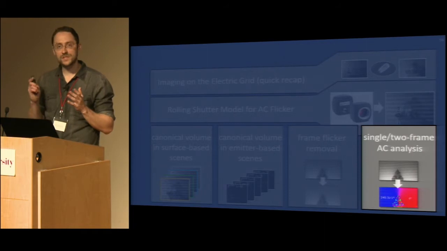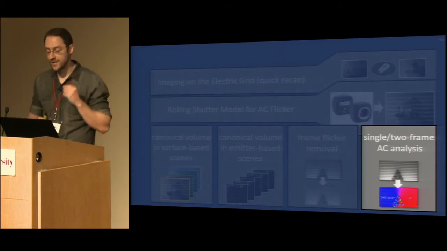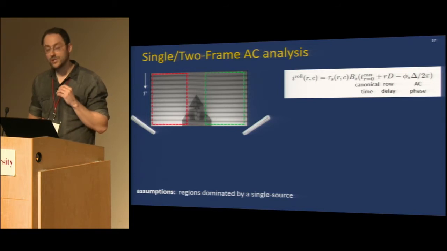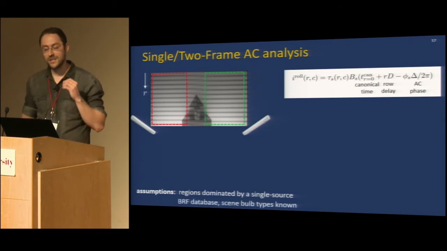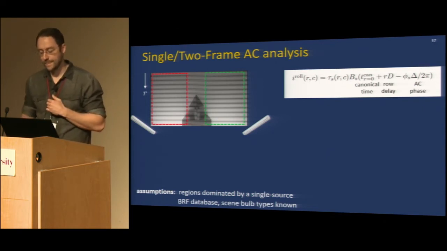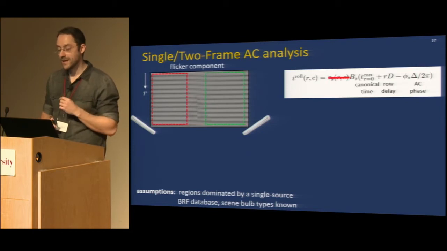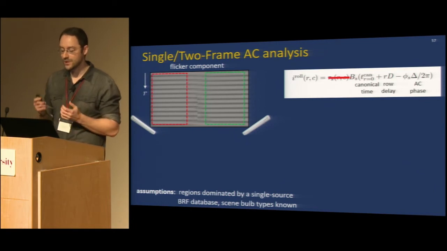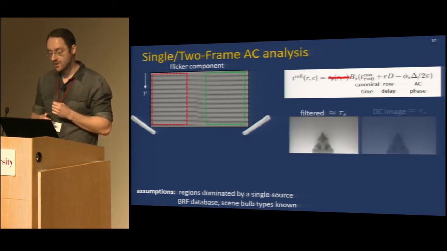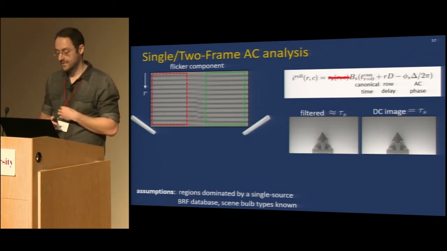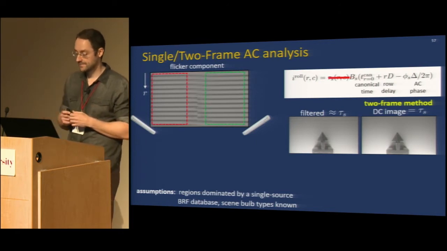All right, so now we'll see something rather exciting, that even a single frame is enough to provide information about the AC phases of seen bulbs. So let's start by making two additional assumptions: that we have a database of BRFs and that the seen bulb types are known. Then, let's divide our frame by an estimate of the scene's light transport to remain with only the flicker component. We can do this estimate either by filtering or by additionally capturing a DC frame which approximates the light transport better, in which case we call it a two-frame method.